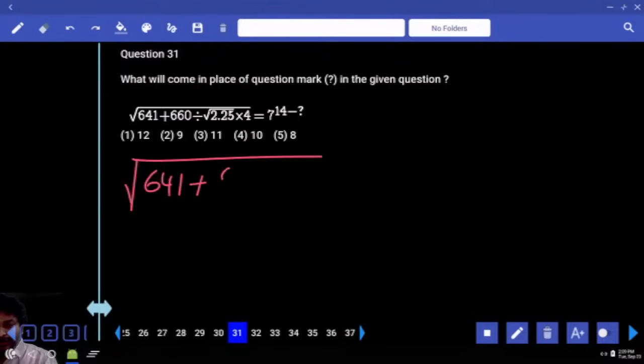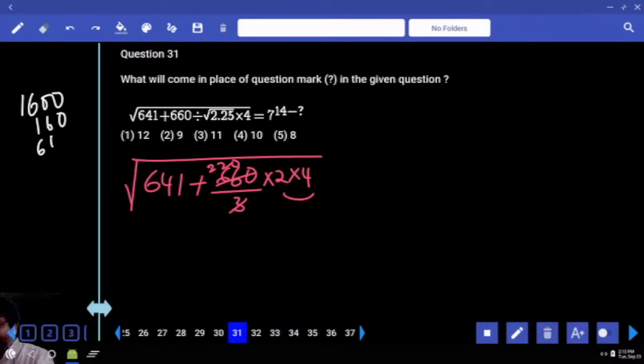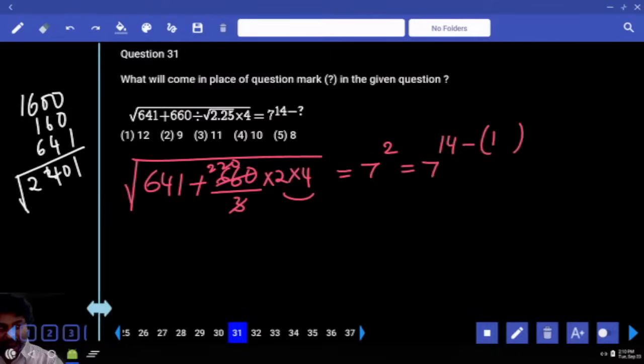1 plus 660 divided by under root of 2.25. 1.5 can be written as 3 by 2 and into 4. Also we have 220 times 4 into 2, 8 200s, 8 20s, and then we have 641 that is equal to 2401. Under root of 2401 is 49 only. This is equal to 49, which can be written as 7 square, can be written as 7 power 14 minus which number? 12.